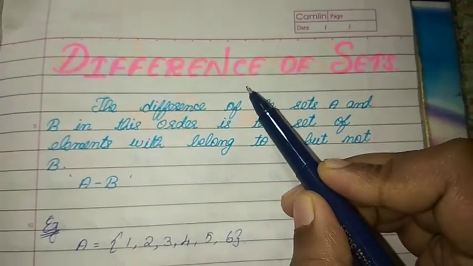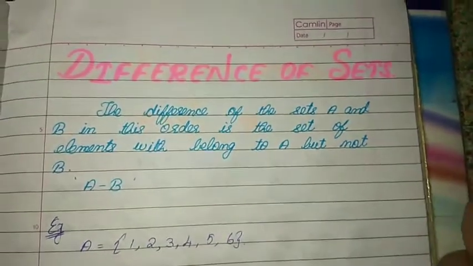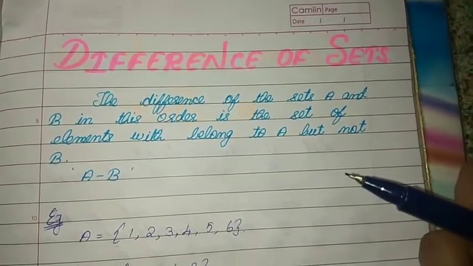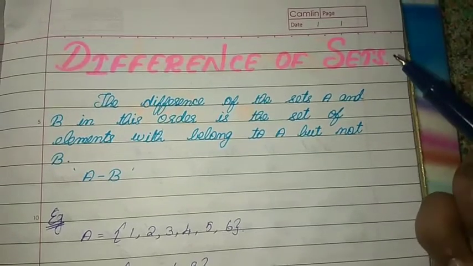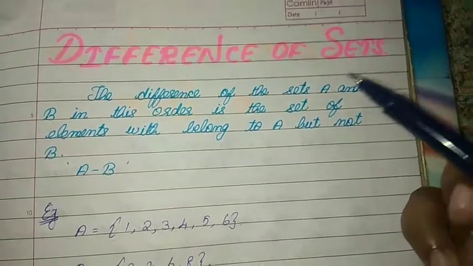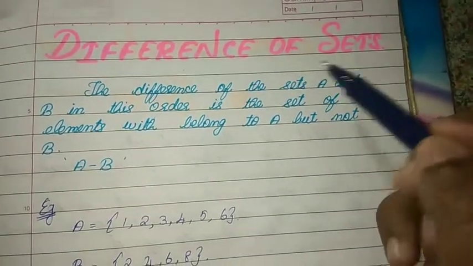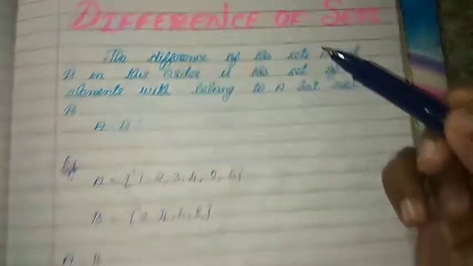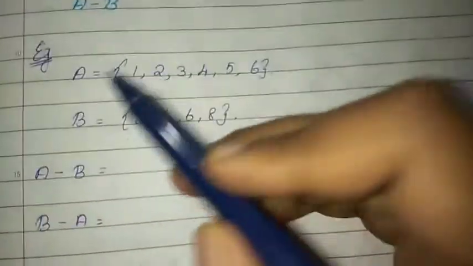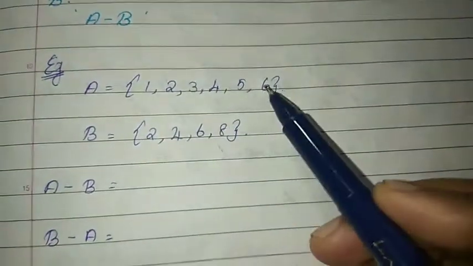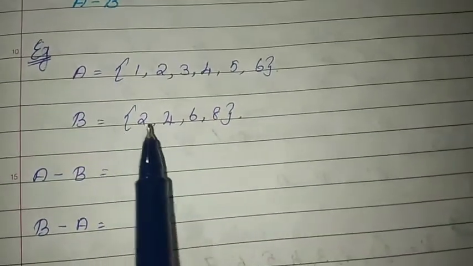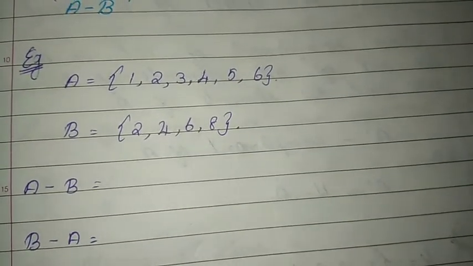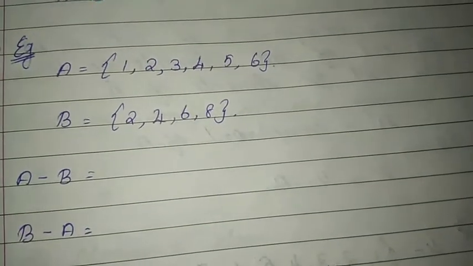In this topic, we will be learning difference of sets. Here it is just the same as difference of numbers. Difference of a number means we will be subtracting, isn't it? Even in the difference of sets, we will be subtracting the two given sets. First example: A is equal to {1, 2, 3, 4, 5, 6} and B I have taken as {2, 4, 6, 8}. Now I have to find A difference B.